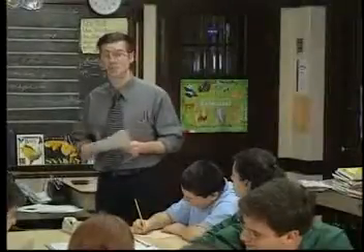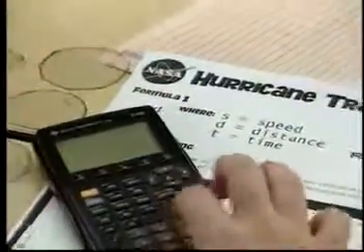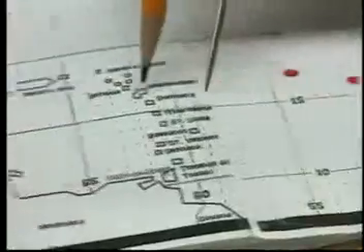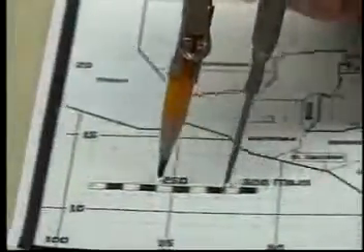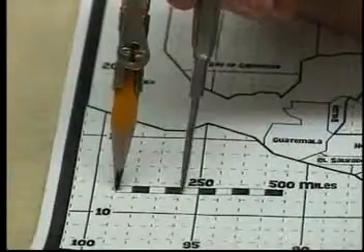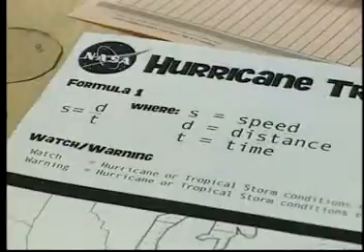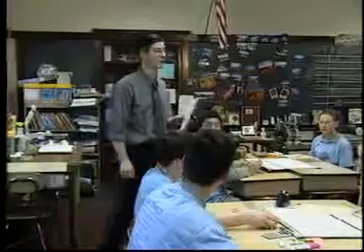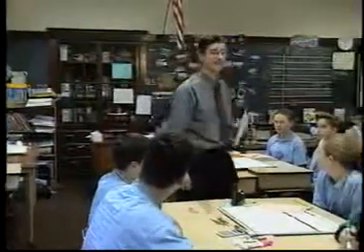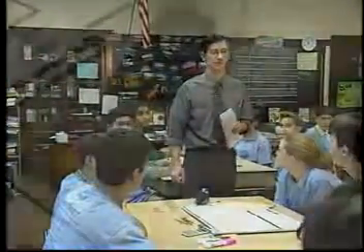Now, let's determine the speed the storm traveled. If you know distance and time, you can calculate speed. Use a compass and the mileage scale on your game board to determine the distance the storm traveled. Then use Formula 1 to calculate the speed the storm traveled. Before issuing watches and warnings, you must calculate the distance the storm will travel.